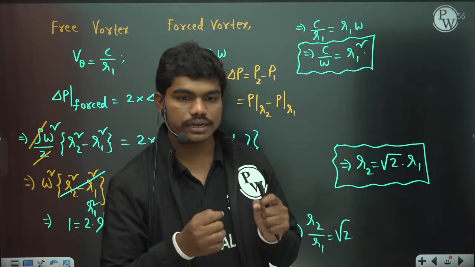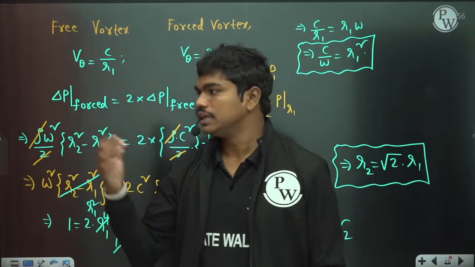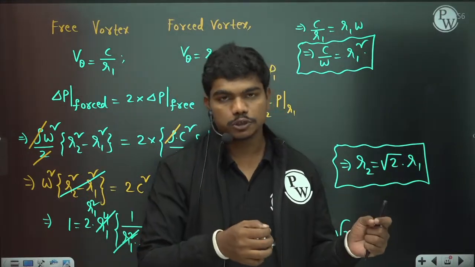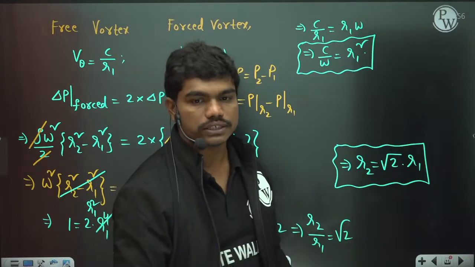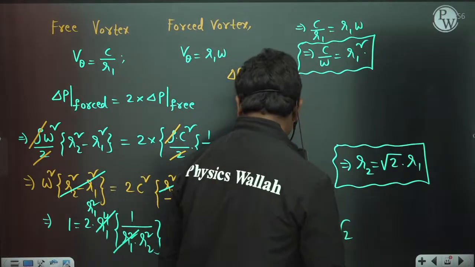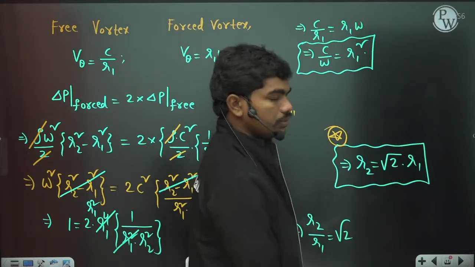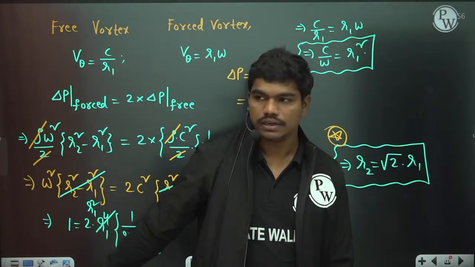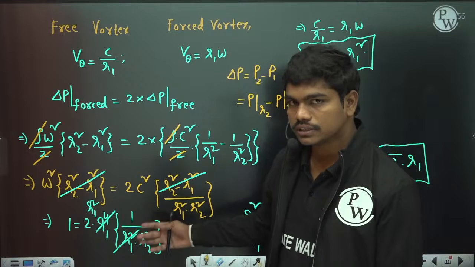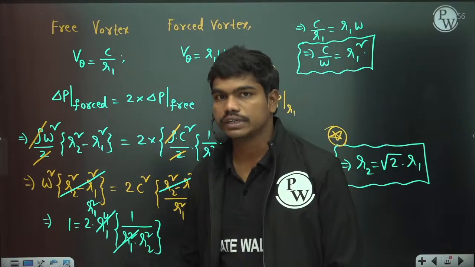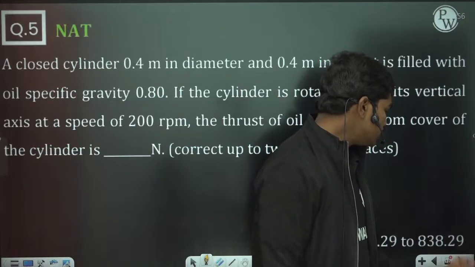The relation between the radial locations for this kind of situation is that R2 should be the square root of 2 times R1. That's it. Whenever this happens, the pressure difference in the forced vortex is twice that of the pressure difference in the free vortex. Clear? So let's go to the next question.